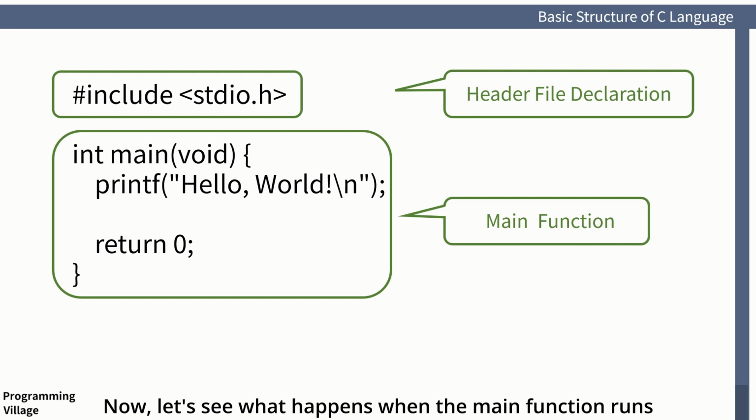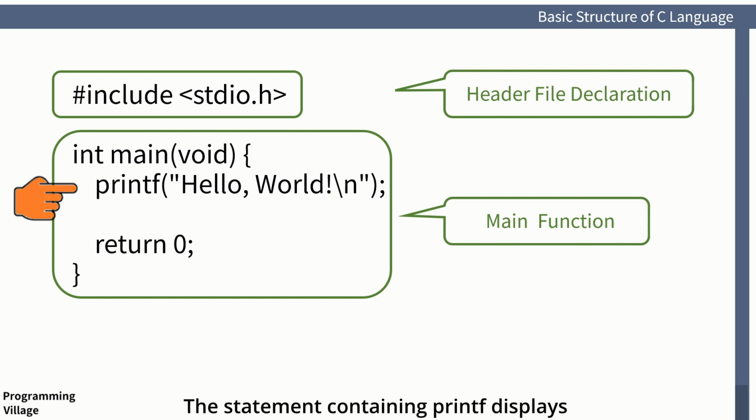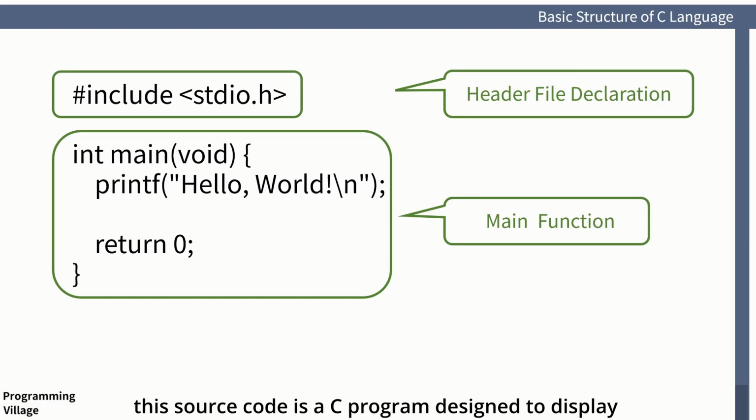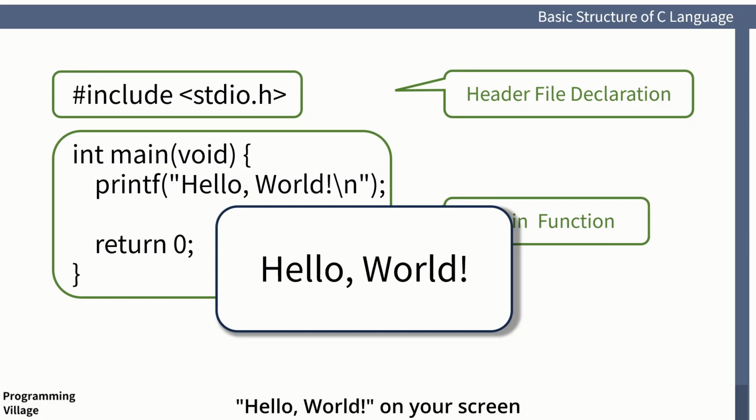Now, let's see what happens when the main function runs. The statement containing printf displays "hello, world" on the screen. Then, the statement with return brings the program to an end. Therefore, this source code is a C program designed to display "hello, world" on your screen.